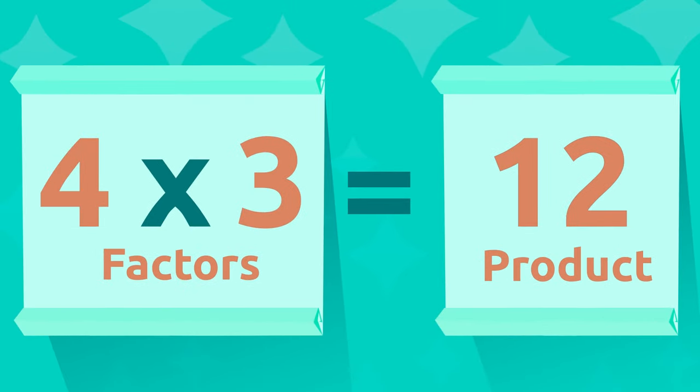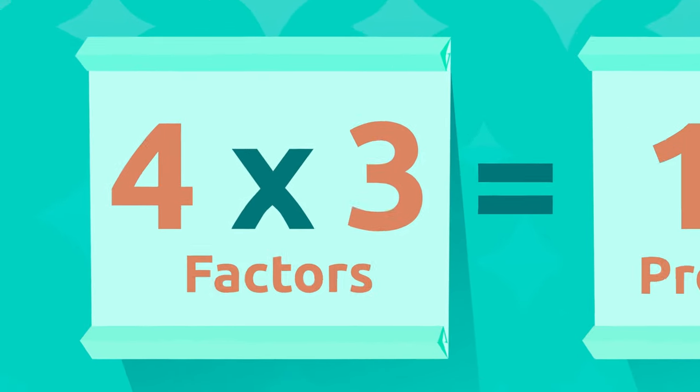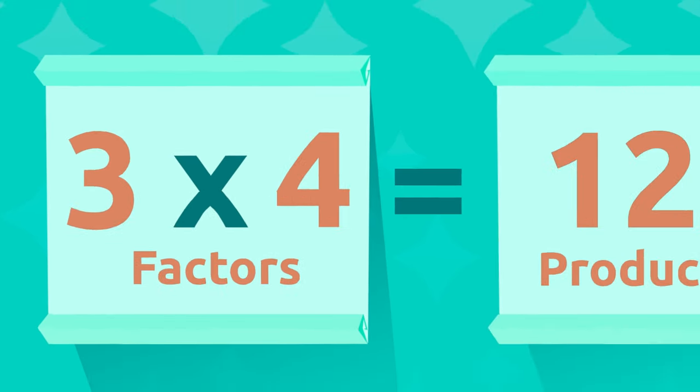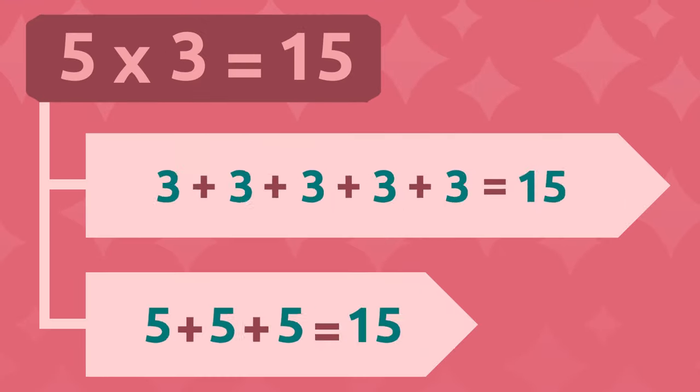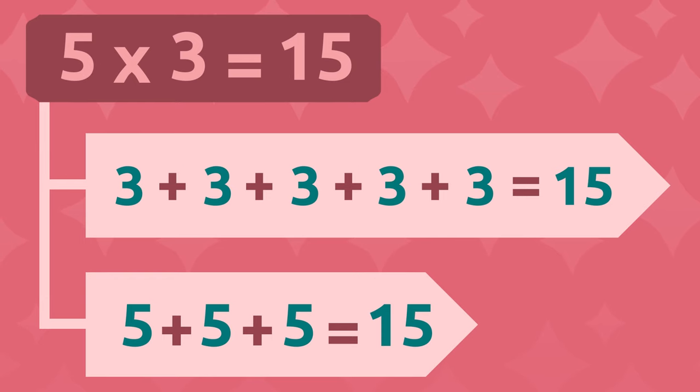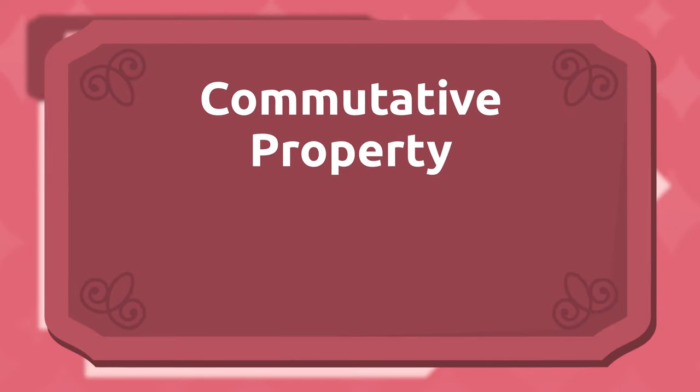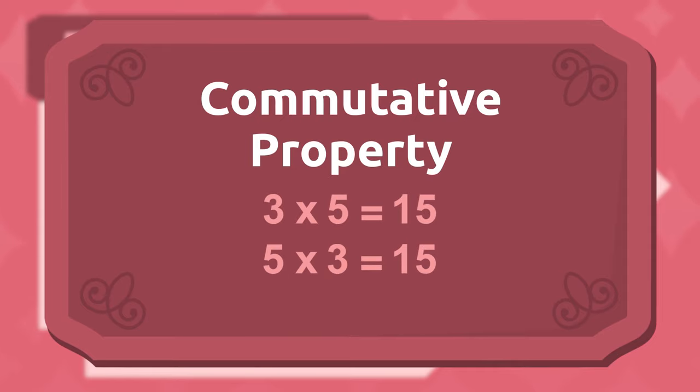It's also important for you to know that the order in which we multiply the factors is not significant, because even if we switched that order, we'd still get the same result. Let's see how this works with this example. 3 by 5, which is the same as 3 plus 3 plus 3 plus 3 plus 3, equals 15. And 5 by 3, which is the same as 5 plus 5 plus 5, equals 15. This means that the result of multiplying 3 by 5 is the same as multiplying 5 by 3, 15. We call this the commutative property of multiplication, and it means that the order of factors does not change the product.